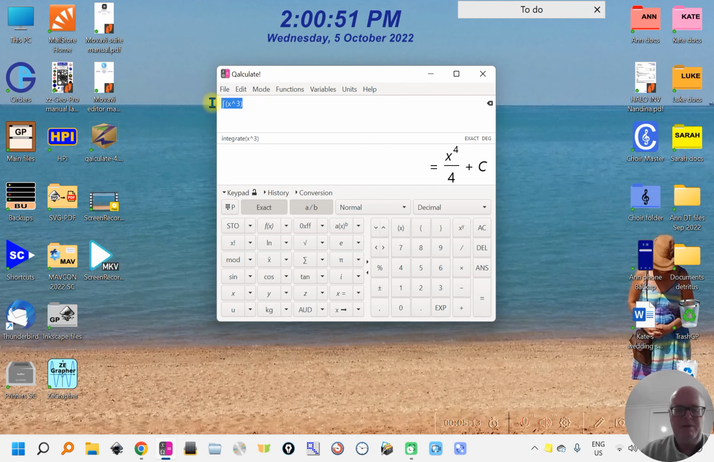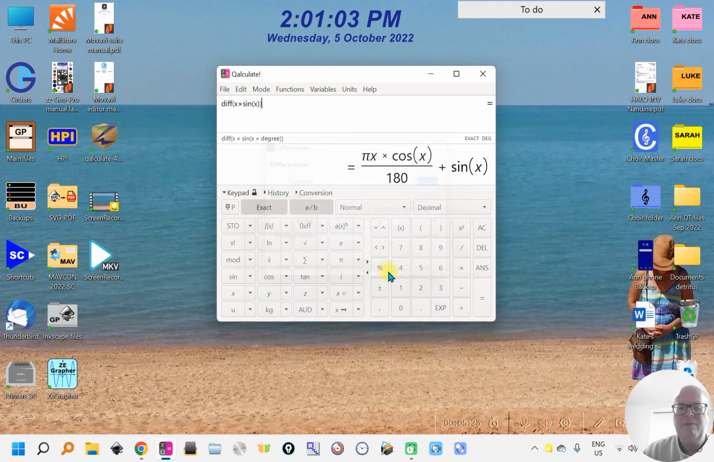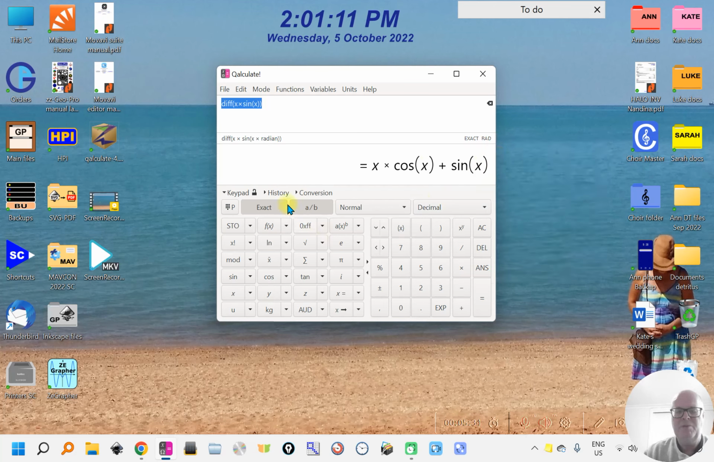You can do some quite powerful calculations here. You know, x times sine x, and we could do calculus, differentiate that. And that's because we've got this 180 because we're working in degrees. But if I change it back to radians, that would be the answer, which is probably what you would expect more typically.